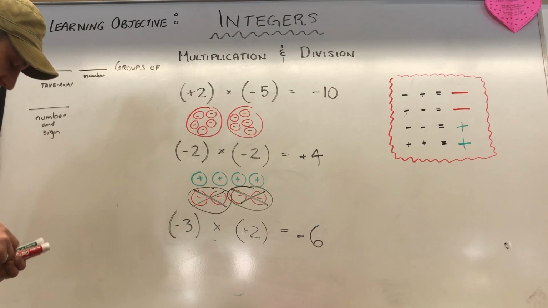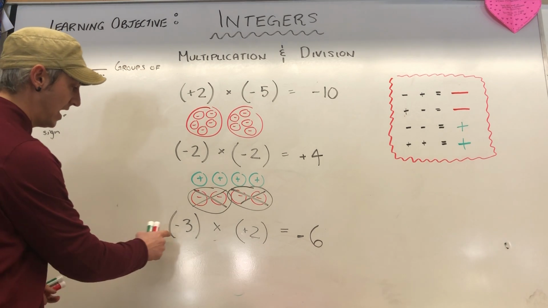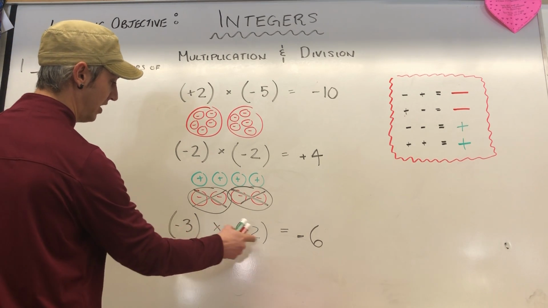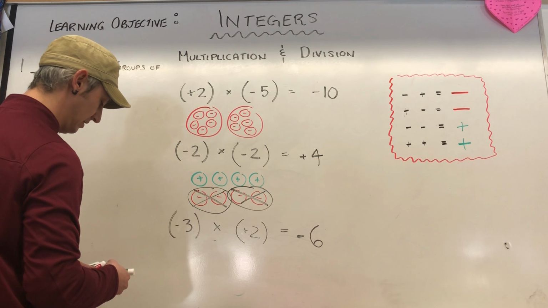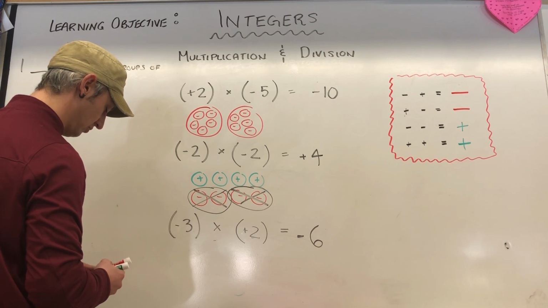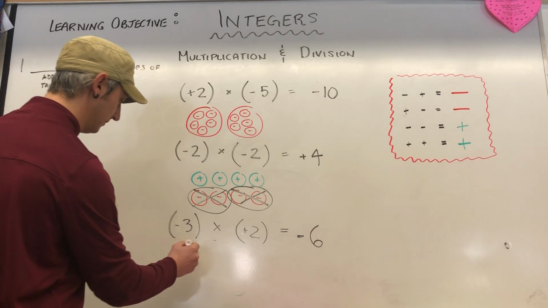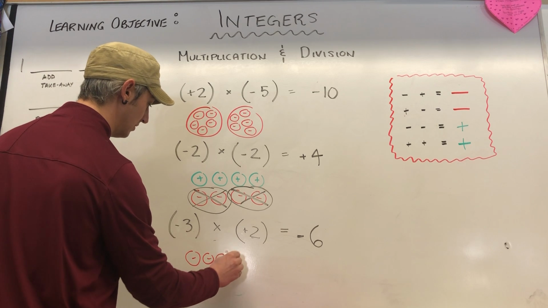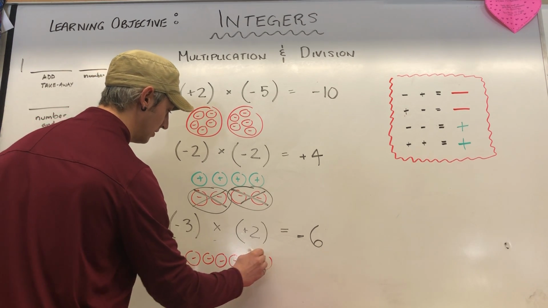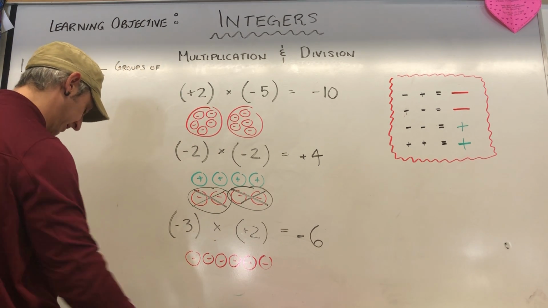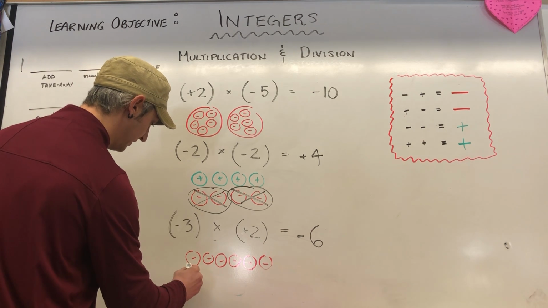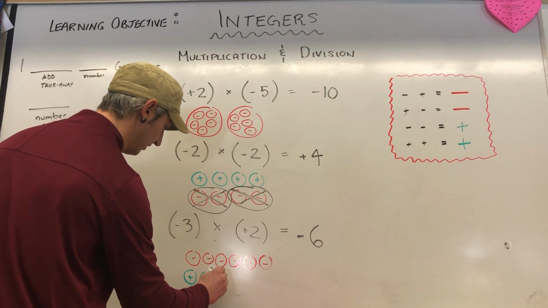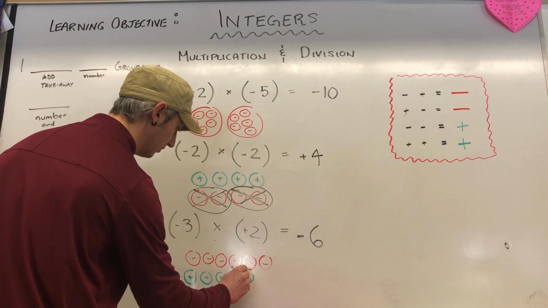And if I do it the old-fashioned way, I take away 3 groups of positive 2. If I have to take away 3 groups of positive 2, I'm going to need 6 zero pairs. So here, I'm adding 6 zeros. 1 zero, 2 zeros, 3 zeros, 4 zeros, 5 zeros, 6 zeros.